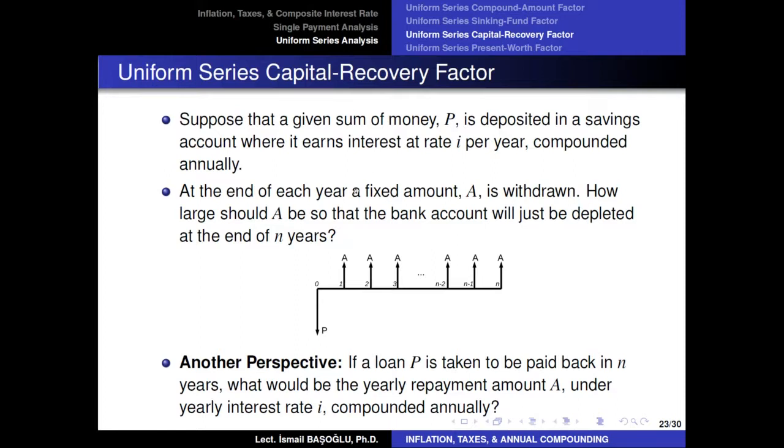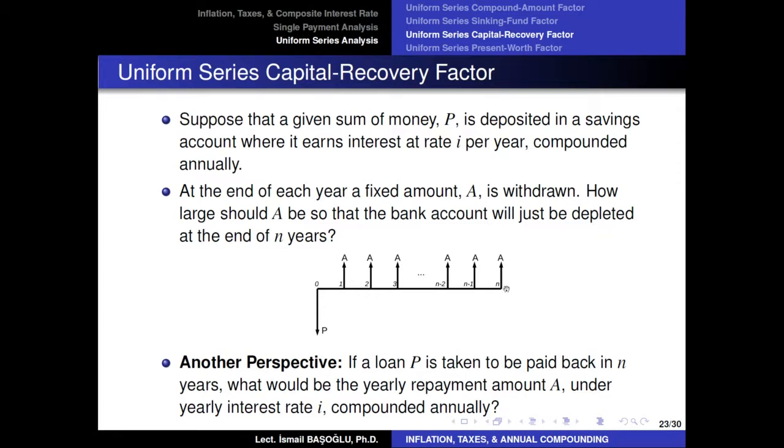annually. Now, what you are going to do is, after investing that amount, you are going to withdraw a fixed amount of A at the end of each year. And you are going to do this for n years. Okay, n years. So the question here is this. What should be the value of this installment size A, so that at the end of the nth year, the total amount will be depleted?